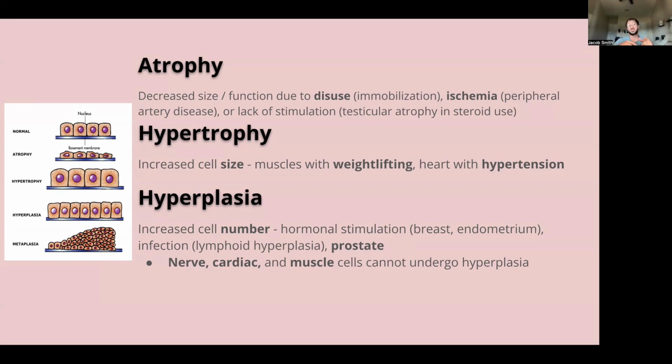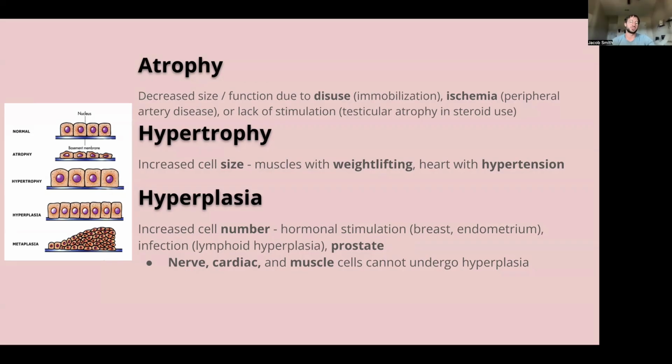Or I should add on to atrophy, lack of stimulation with our hormonal tissues. What I threw in was testicular atrophy in somebody who uses anabolic steroids. Hypertrophy is just increased cell size. So think muscle, weightlifting, the heart with hypertension.